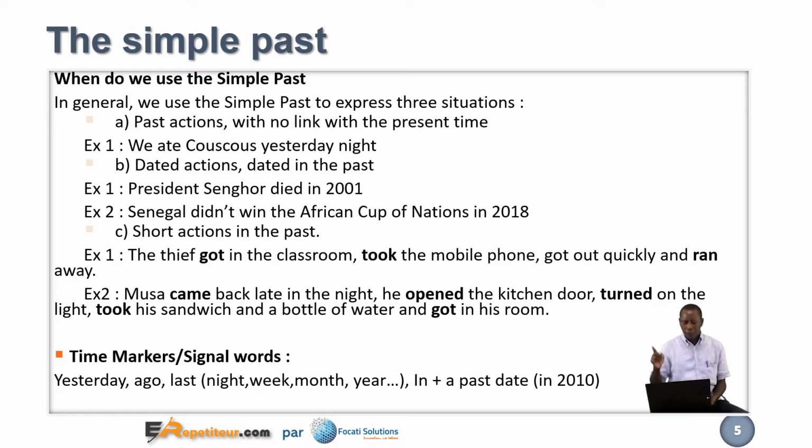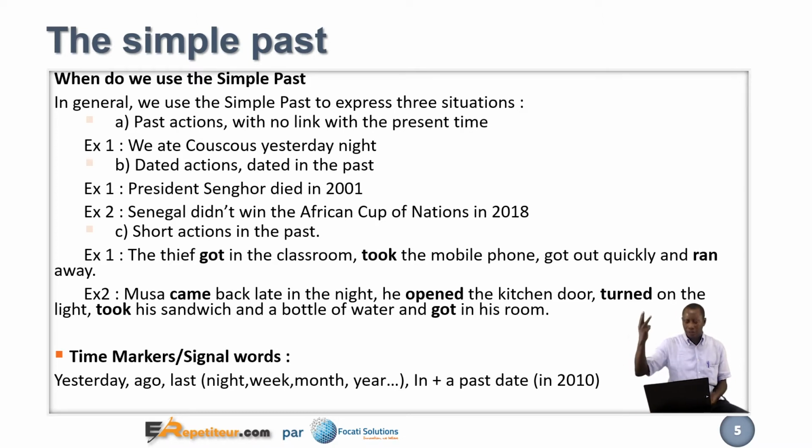Now, when do we use the simple past? In general, we use the simple past to express 3 situations, which is very important. The first situation is past actions with no link with the present time. Example, we ate couscous yesterday night. The second situation is dated actions, actions dated in the past. Example, President Senghor passed away in 2001. Or the example, Senegal didn't win the African Cup of Nations in 2018.